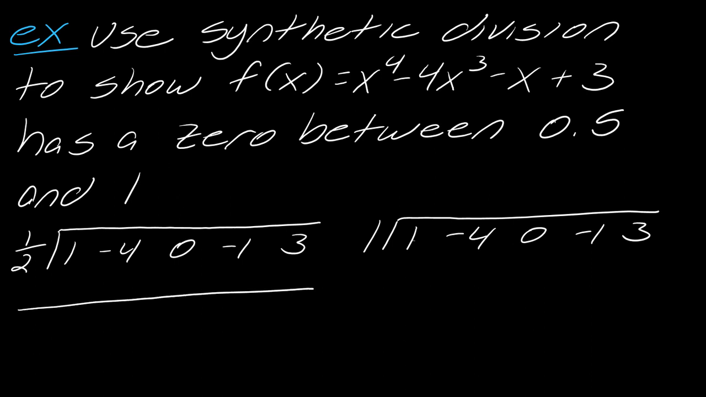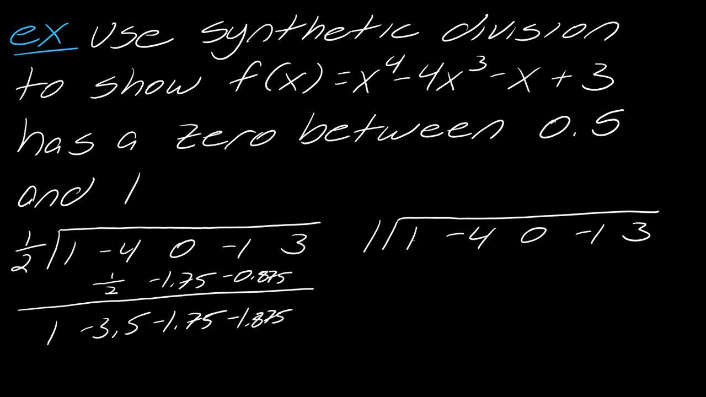All right, so let's do this. So I've got 1. This becomes 1/2. This will become -3.5. -3.5 times 1/2 is -1.75. If I divide that by 2, this becomes -0.875. So let's see, this becomes negative 1.875. I'm running out of room here. So let's see.